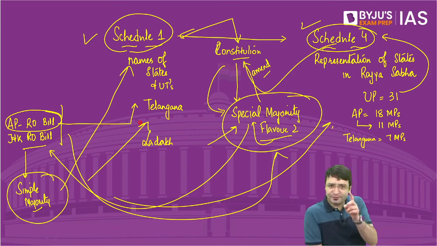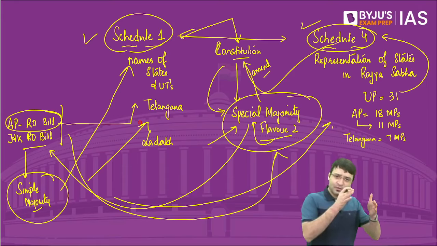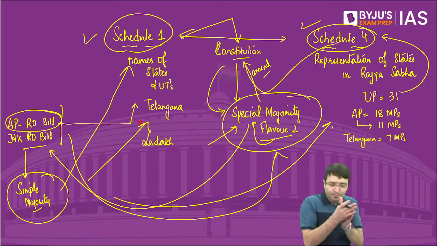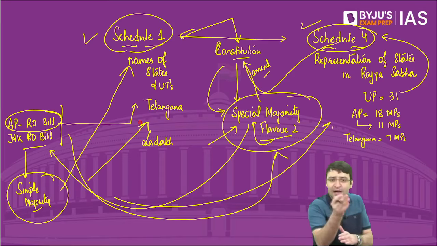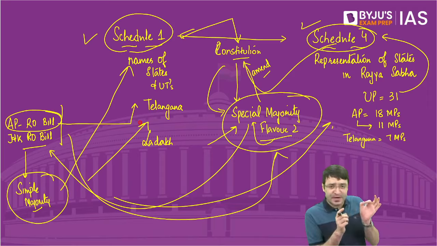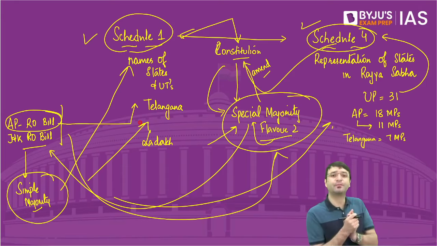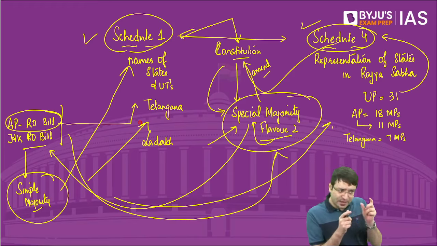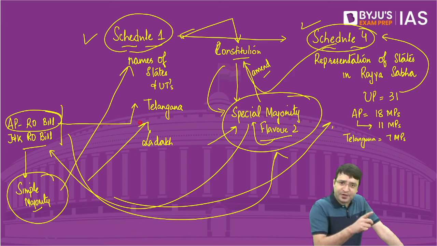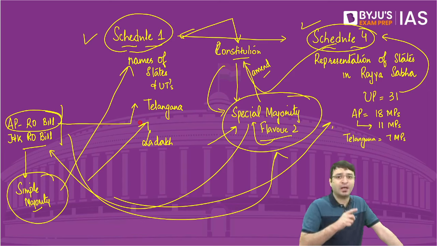I told you about flavor 3 of special majority yesterday. What is that flavor 3 of special majority? Majority of more than 2/3 of the members present and voting, plus absolute majority, plus ratification by more than half of the states as well. Why? If you want to change a federal feature of the constitution, if the parliament wants to amend federal feature of the constitution, it requires flavor 3 of special majority, which means you need ratification by more than half of the states as well.